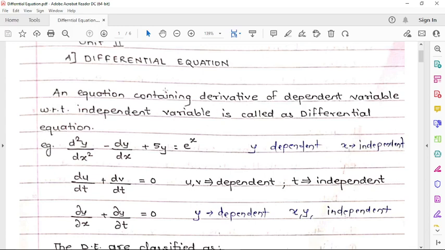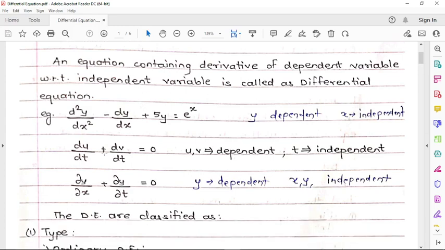An equation containing derivatives of a dependent variable with respect to an independent variable is called a differential equation. So, in a differential equation, derivatives are present and two types of variables are present: first, the dependent variable, and second, the independent variable. Derivatives of the dependent variable with respect to the independent variables are taken.